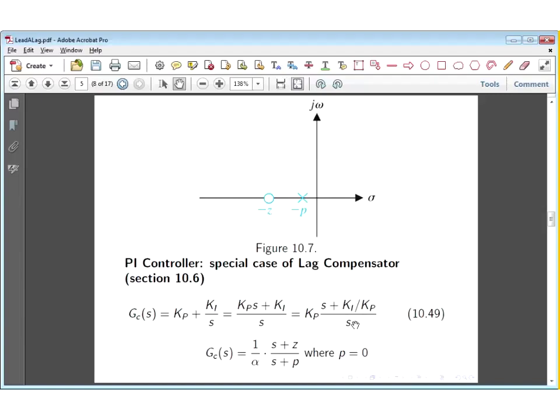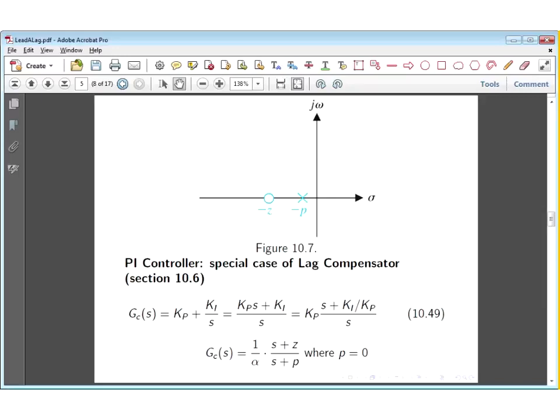And if we now compare this to the definition of the lag compensator that we've seen on the previous slides, we see that it's really the same for the special case where P is equal to 0. 1 over alpha can then be compared to the KP, and of course the ratio of the integral gain to the proportional gain, KI over KP, that is simply your 0 location.